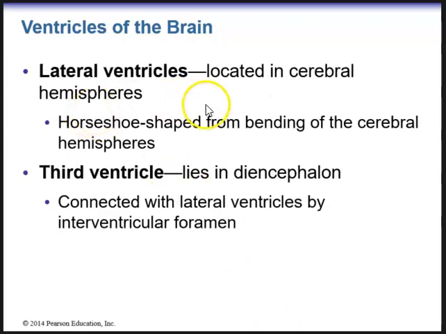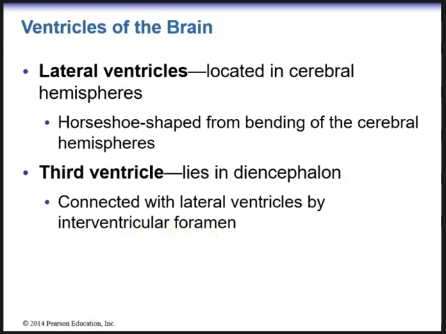First, we have the lateral ventricles. These are located in the cerebral hemispheres. They are horseshoe-shaped from bending of the cerebral hemispheres. The cerebrospinal fluid will flow from the lateral ventricles through the interventricular foramen to the third ventricle, which lies within the diencephalon, and again, is connected with the lateral ventricles by the interventricular foramen.